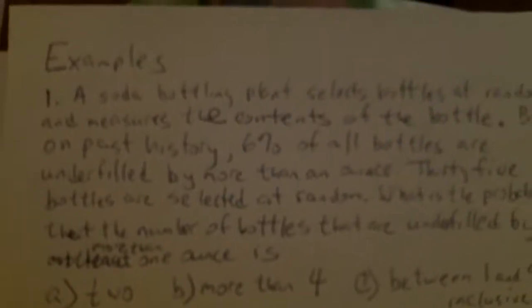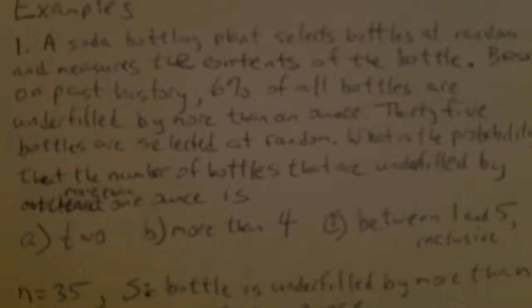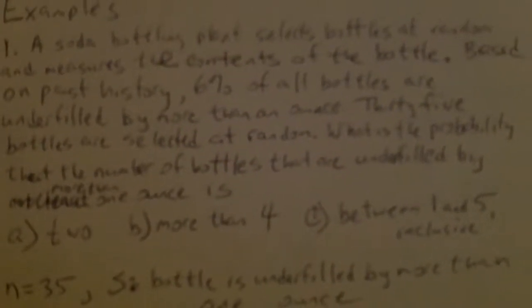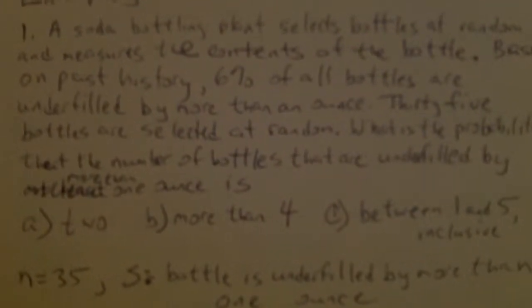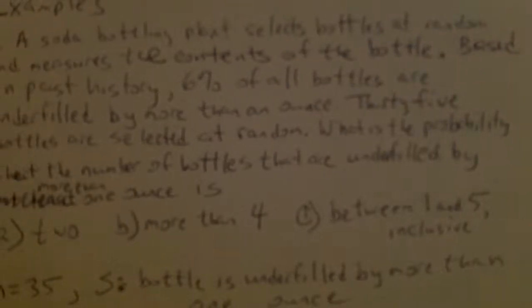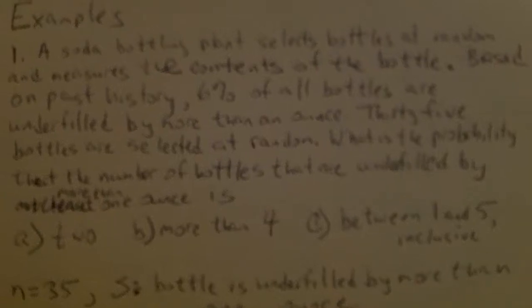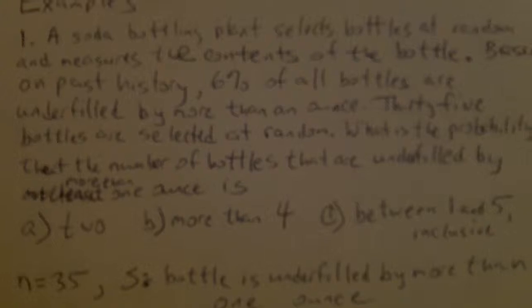For our first example, before we get into using the technology for doing the calculations, here's what we've got. We've got a soda bottling plant, and what they do in a standard quality check is select bottles at random and measure the contents of the bottle. For their own profit purposes, they're worried about overfilling the bottles, but you can only put so much extra in before the bottles run over. But from the customer standpoint, they certainly want to make sure they don't underfill them too much.